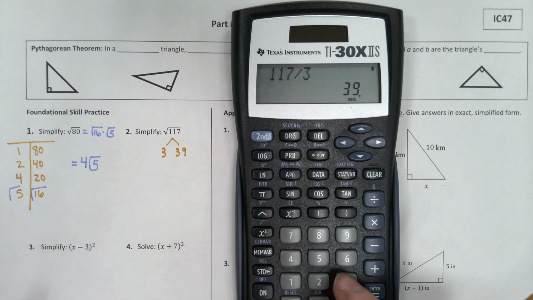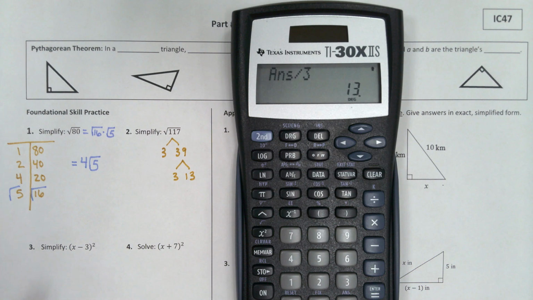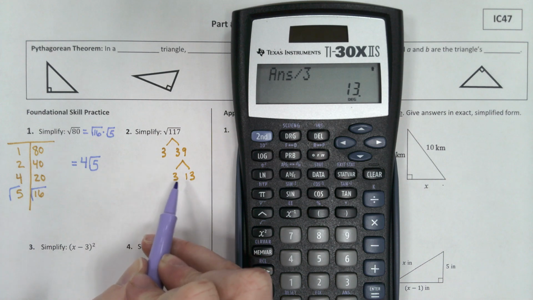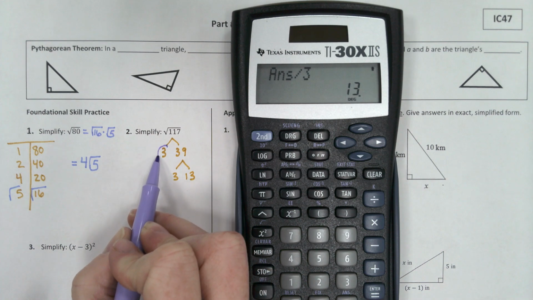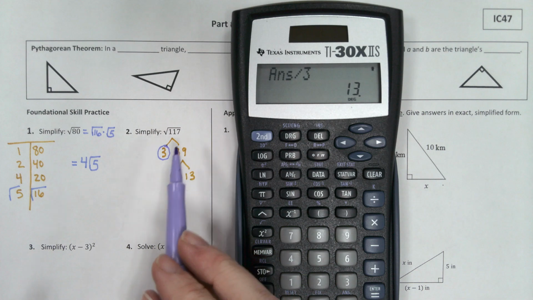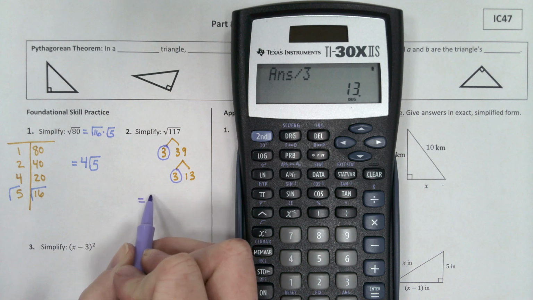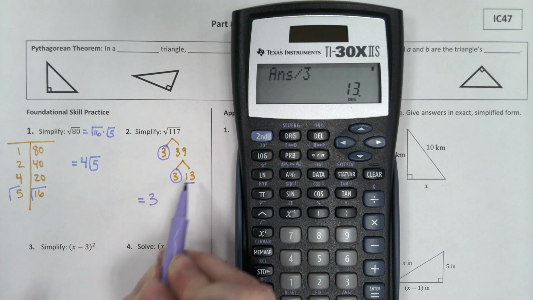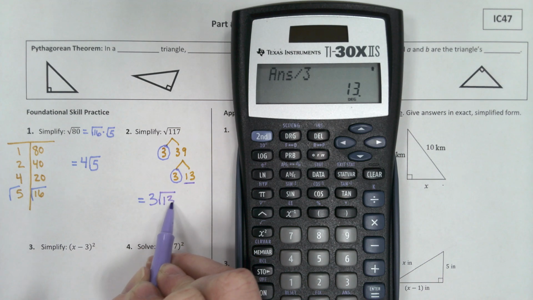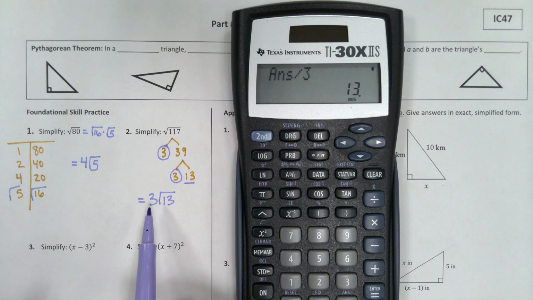3 is prime, so I'm done working on that, but 39 can be divided by 3 again to give you 13 and 3. And then 3 and 13 are both prime. So we've made it to the point where we have all prime numbers. This factor of 3 matches. And so if you're doing the factor tree method, what you're looking for is a matching factor. That's going to become the coefficient. And anything that doesn't have a matching factor will return and be the root. So the square root of 117 simplifies to be 3 root 13.